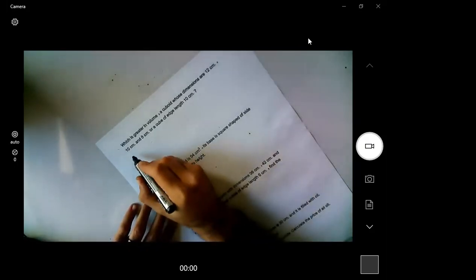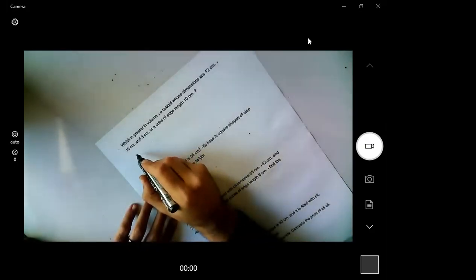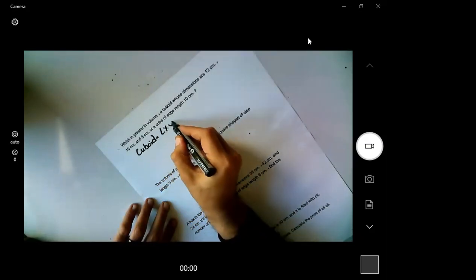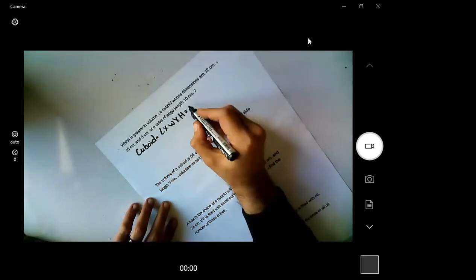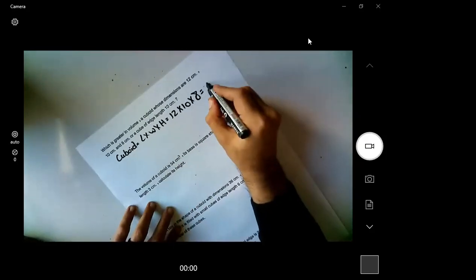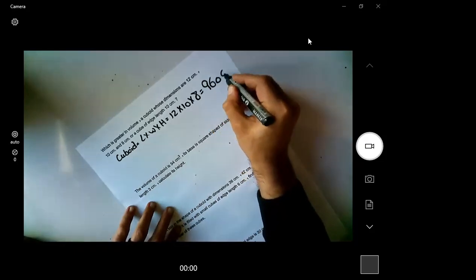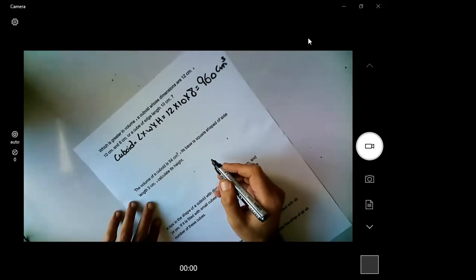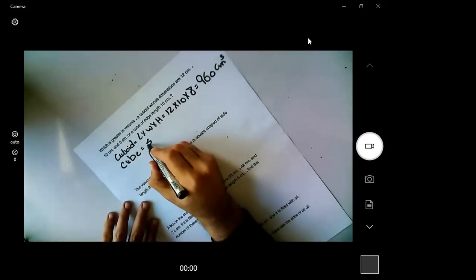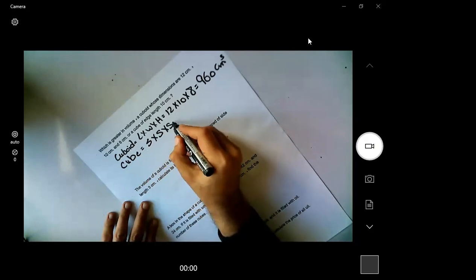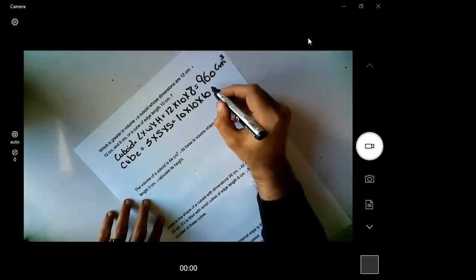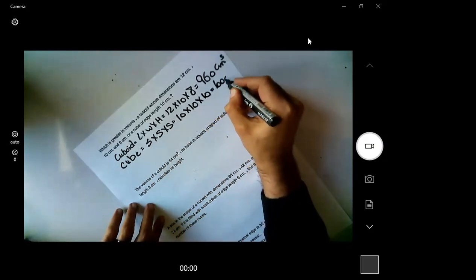First, get the volume of the cuboid. It will be length times width times height, which equals 12 times 10 times 8, which equals 960 cubic centimeters. And the volume of the cube equals side times side times side, which equals 10 times 10 times 10, which equals 1,000 cubic centimeters.